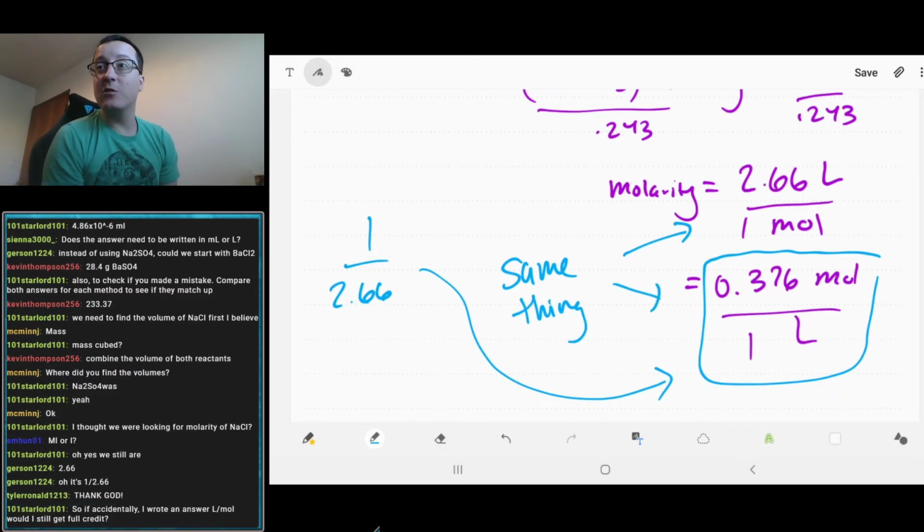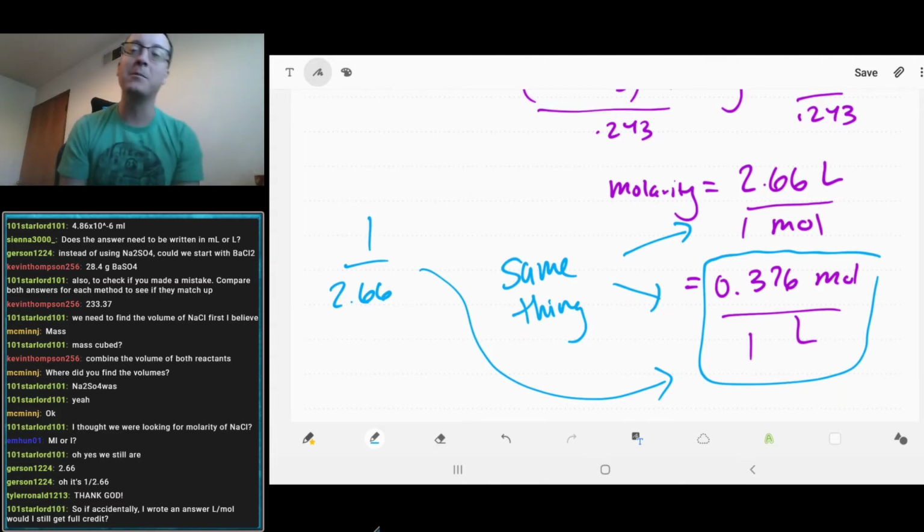On homework, yeah, you would be okay to write it liters per mole. I would be okay with that. And since this is not something I could give you on exam because it would just take way too long, since this could only be given to you on a homework problem where presumably I have unlimited time, that's when it would be okay to leave it as 2.66 liters per mole. That'd be okay. I'd be fine with that.